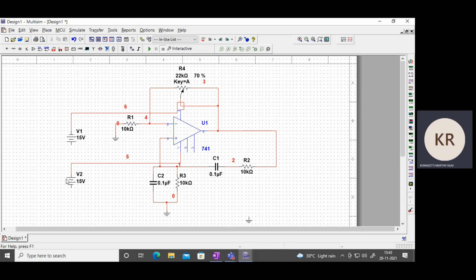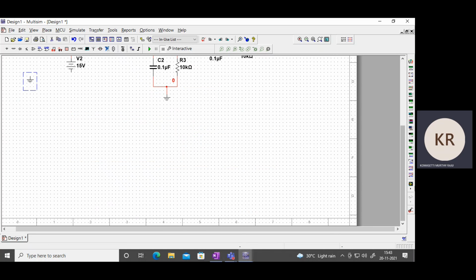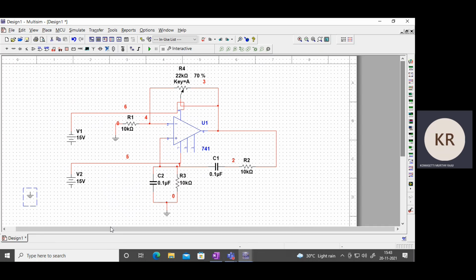Negative is connected like that. This positive and this negative both are connected to ground. Here the ground is placed here. This one is the positive. Both are connected to ground. Completed. Circuit diagram total completed.